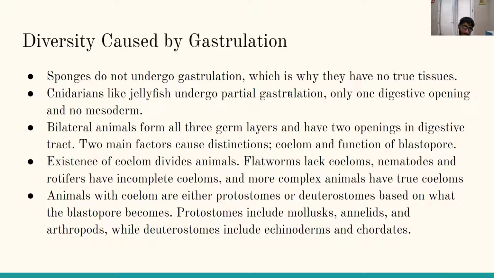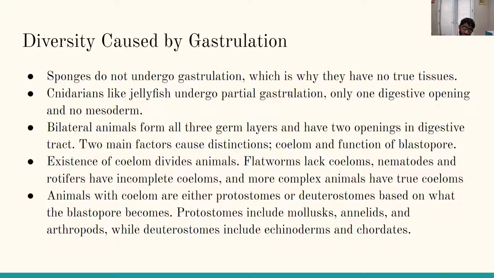Cnidarians only have an ectoderm and an endoderm as well. They don't have a mesoderm. So that deeply restricts their complexity compared to the other phyla, which have bilateral symmetry. Bilateral symmetry, basically, is if you cut a bilateral animal in half at one specific place, it'll form two equal halves. Like if you cut a human in half, which just sounds wrong, it'll form two equal halves.